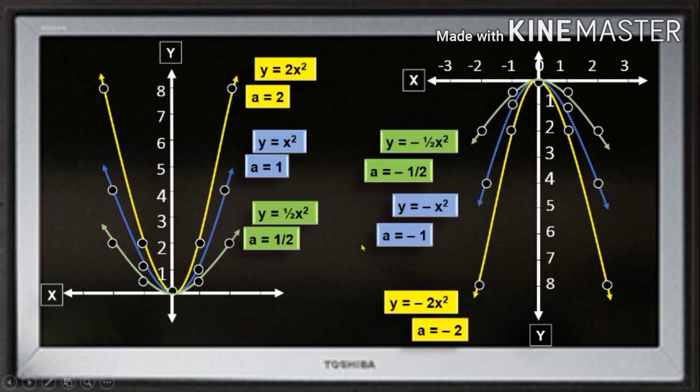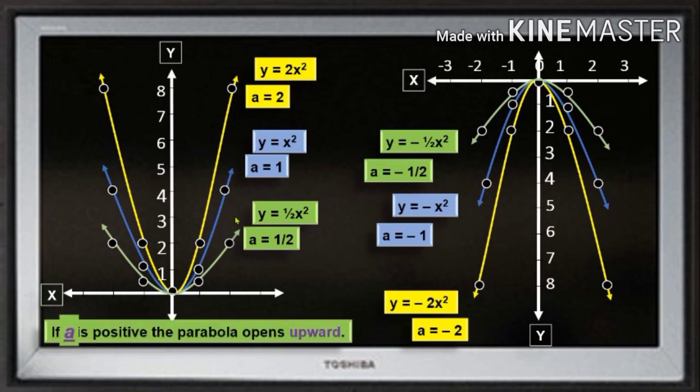Okay, correct. So, if the value of a in a quadratic function is positive, the parabola opens upward. If the value of a in the quadratic function is negative, the parabola opens downward.